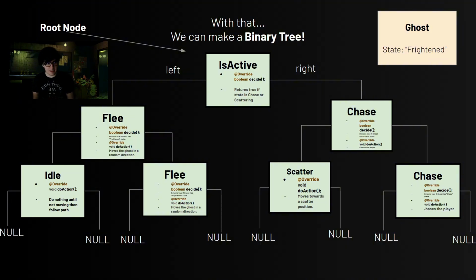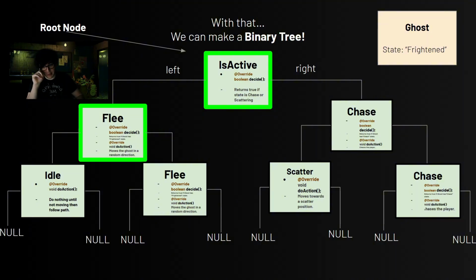Okay, the ghost state is frightened. So we start in the is active node. Again, am I a leaf? I'm not going to go through this all again, but am I a leaf? No, I'm not. So I decide, and I get returned false because the state of the ghost is not chase or scattering. Don't really care what it is, but it's not chase or scattering. So we move to the left. And now, am I a leaf? Nope. So I decide, does the ghost have a frightened state? It does. So decide returns true. I go right. And up here, I'm a leaf.